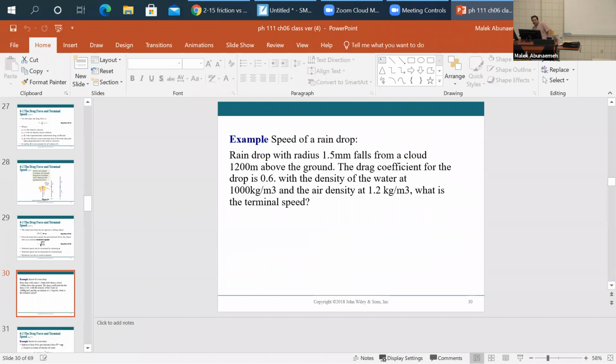So let's say we have an example. A raindrop of radius 1.5 millimeters falls from a cloud 1,200 meters above the ground. The drag coefficient for the drop is 0.6. The density of the water is 1,000 kilograms per meter cubed, and the air density is 1.2 kilograms per meter cubed. What is the terminal speed?